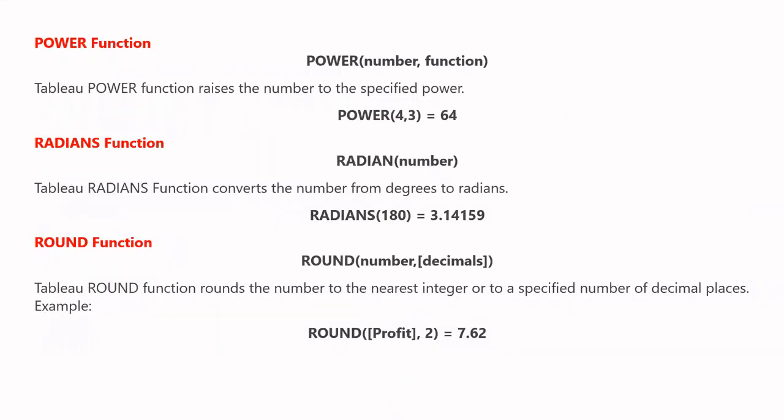The power function is quite direct. If you give the number and the exponent and use the power function, you'll be able to calculate it. The radian function, as I said already, is similar to degree. If you give the degrees, you will be able to get the radians.